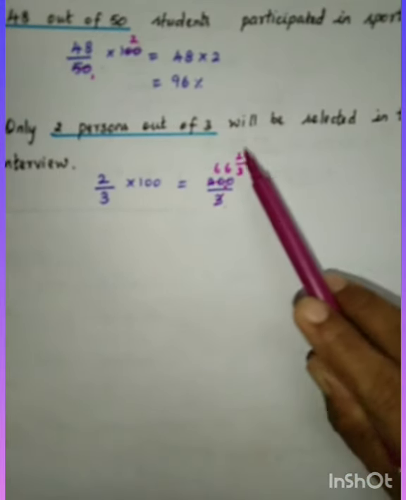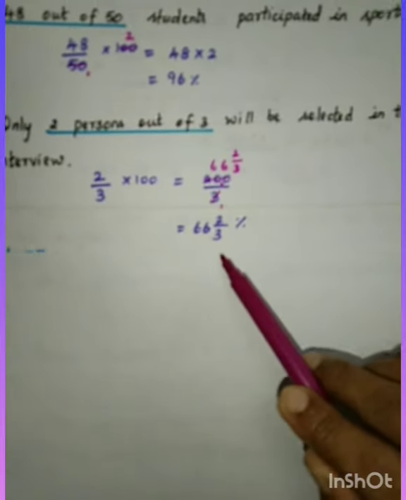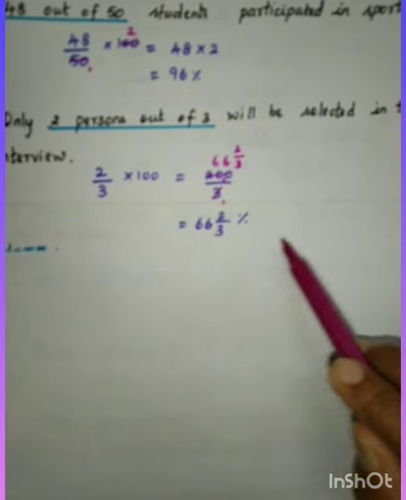So we can give the answer as mixed fraction. The answer is 66 2 by 3 percentage.